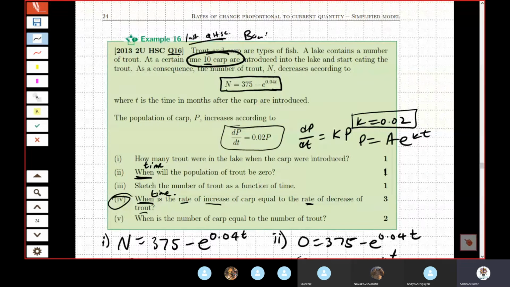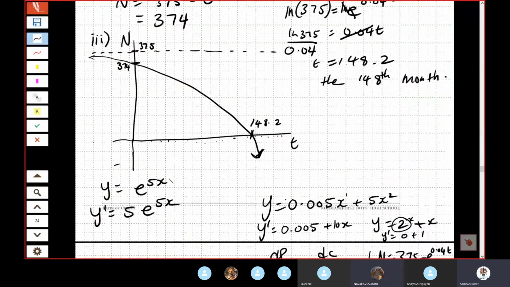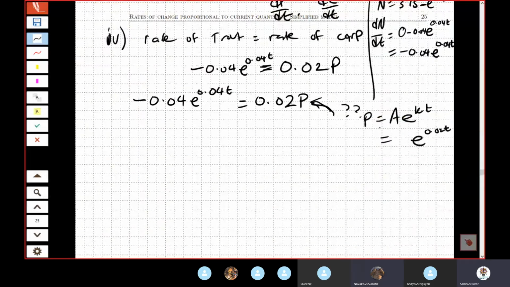This is why I keep saying band 6. You guys got to learn to do it like this. Exam questions, no textbook questions. A is equal to 10. That's the initial amount of carp. And now you've got your P value, and I think from here onwards, we should be pretty good.